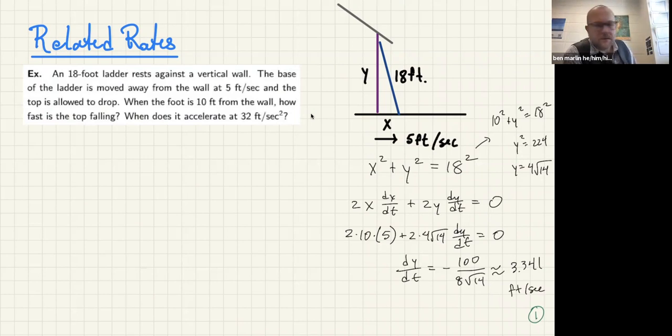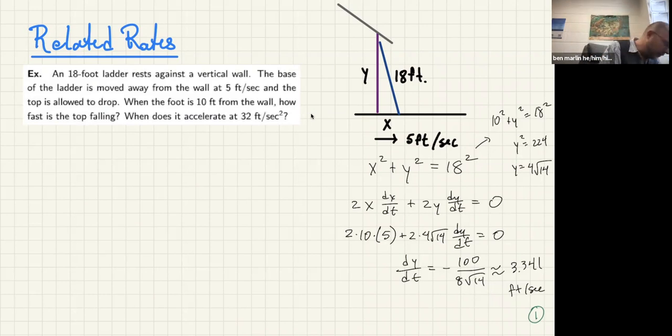And if you're talking about some painters who want to know how fast their ladder's dropping and stuff, you probably don't really care about that many digits. Probably saying 3 feet per second would be good enough, right? But that is the first piece of the problem. We're figuring out how fast the ladder is dropping at a certain time.